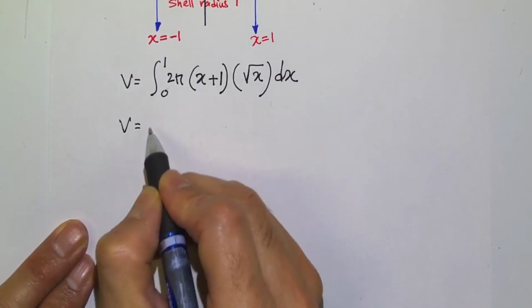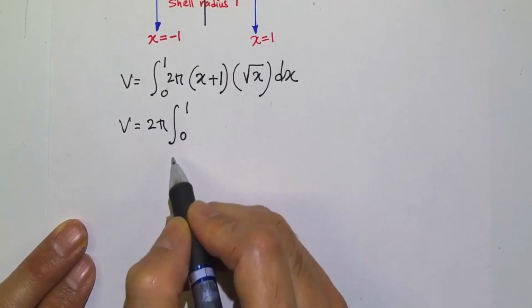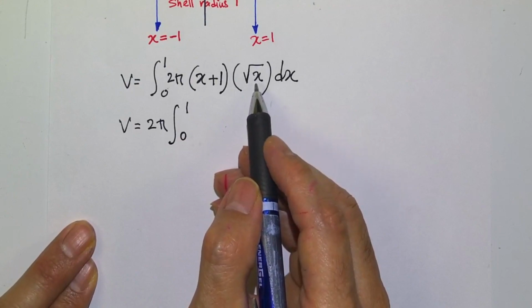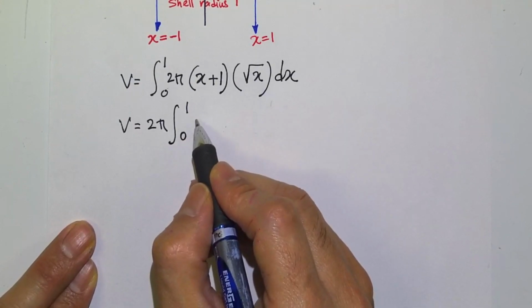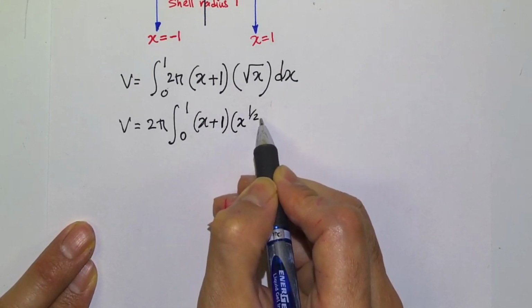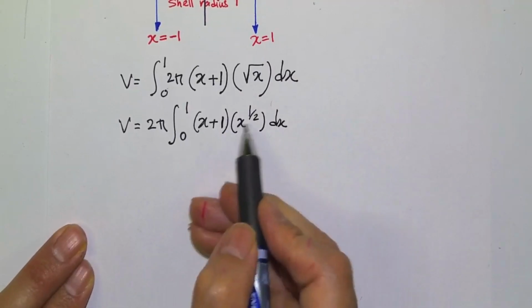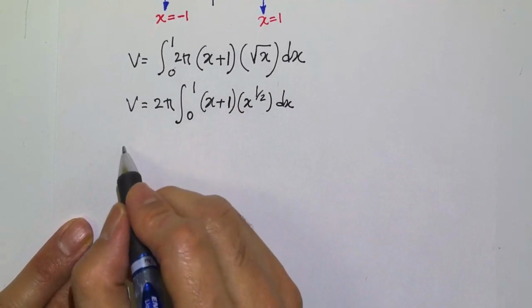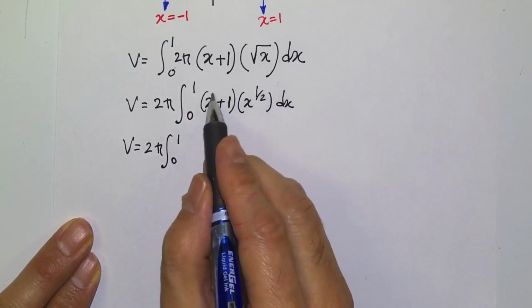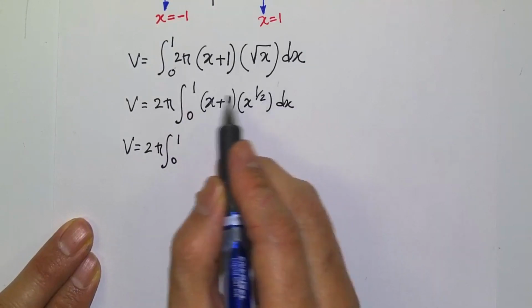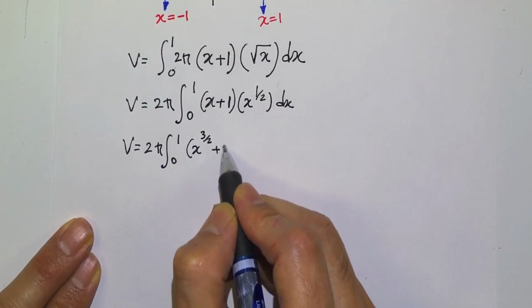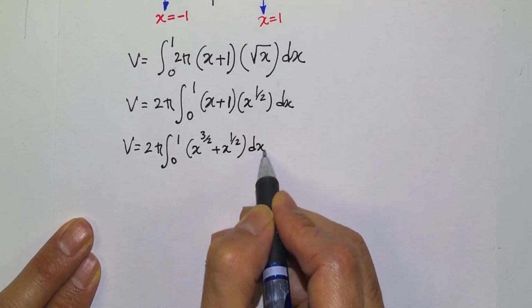So we have 2 pi times the integral from 0 to 1. I want to rewrite this in terms of a power function. So x plus 1 times x to the 1/2 power dx. Now I'm going to distribute. So we have the volume equals 2 pi times the integral from 0 to 1 of x to the, 1/2 plus 1, the powers get added, right? 1/2 plus 1 is 3/2, plus x to the 1/2 power dx.